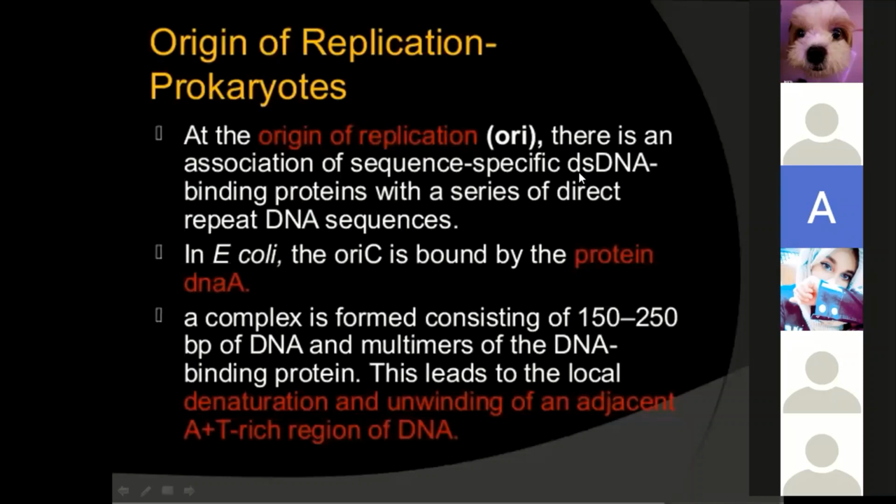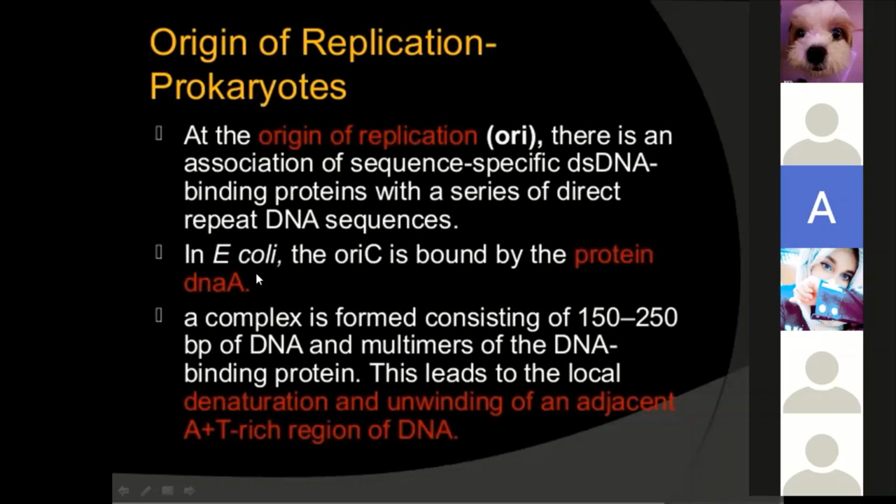At the origin of replication, ORI we call it, there is an association of sequence specific double-stranded DNA binding proteins with a series of direct repeat DNA sequences. So wherever you have these origins of replication, there are double-stranded DNA binding proteins along with a series of direct DNA repeat sequences.